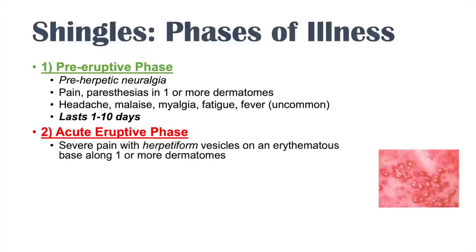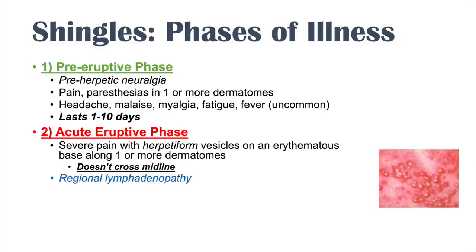The acute eruptive phase is actually when we start to see the herpetiform vesicles. So we get severe pain with herpetiform vesicles on an erythematous base. So there is an underlying skin that's very red with vesicles that erupt, and again these occur on one or more dermatomes. What's important about shingles is that it doesn't cross the midline. Because it is localized to a dermatome, we're not going to see herpetiform vesicles cross the midline. We're going to see it creep up, and it'll kind of abruptly stop at the midline of someone's body. I'll show you an image to further explain this a bit later.